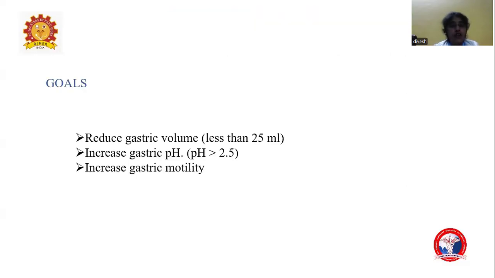What are the goals to reduce the aspiration risk? To reduce the gastric volume to less than 25 ml, to increase the gastric pH to more than 2.5, and to increase the gastric motility.